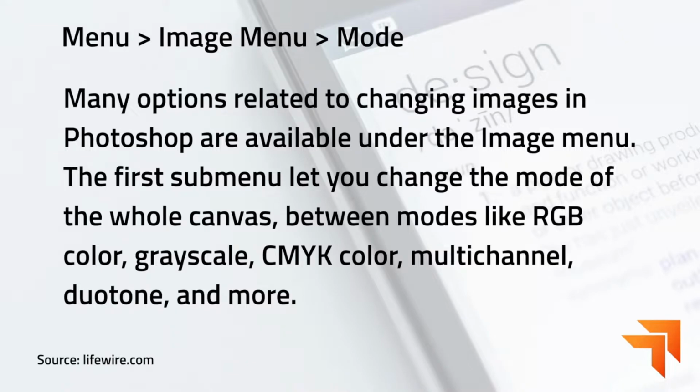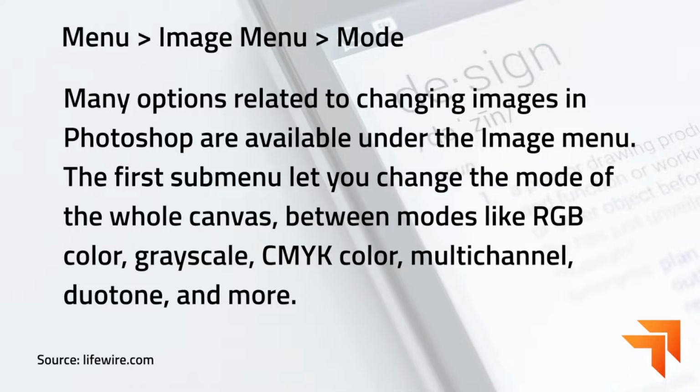Before we start the Photoshop tutorial, first a little explanation about Mode. Many options related to changing images in Photoshop are available under the Image menu. Here in the Image menu are all the options about changing images, like Adjustments. We'll discuss Adjustments in the next video tutorial. Right now, let's focus on Mode.